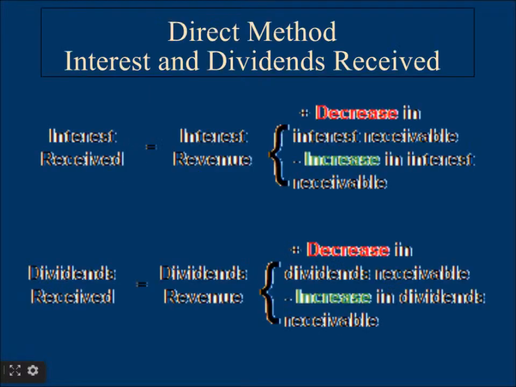In case of interest received, for calculating interest received, we take interest revenue plus decrease in interest receivable, and in case of an increase in interest receivable, we have to deduct it. In case of dividend revenue, we should add the decrease in dividend receivable and deduct the increase in dividend receivable.